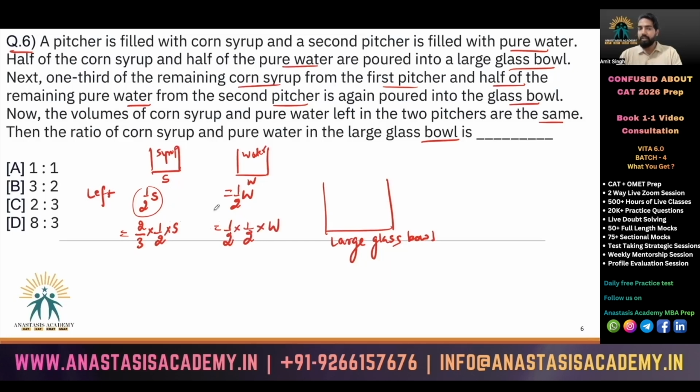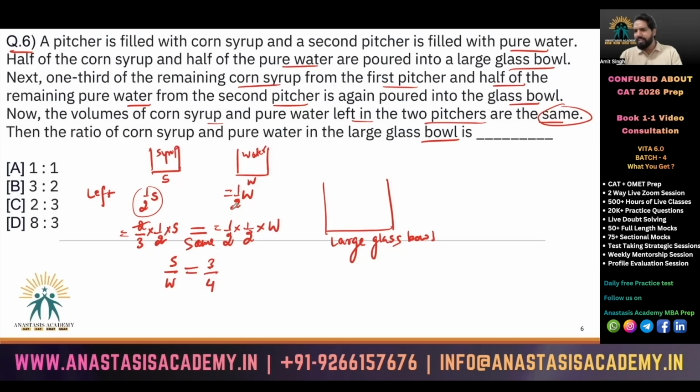And that is W. And now it is given that the volumes of corn syrup and the pure water left in the two pitchers are the same. So I have to equate these values. These are same. These are same. So what do I get? S and W are in the ratio 3:4.